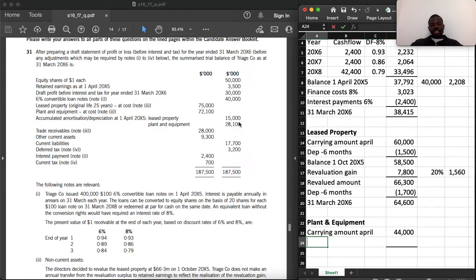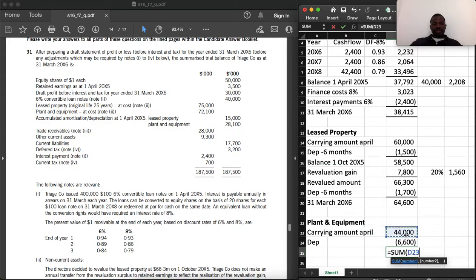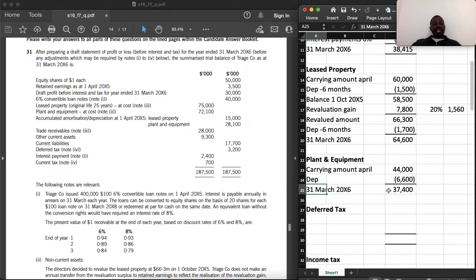Then depreciation for the year, which is this much. Let me put brackets there. It is that much multiplied by 15% like that. Then we can sum up to get the balance at 31 March 20x6. This depreciation again will affect our profit.